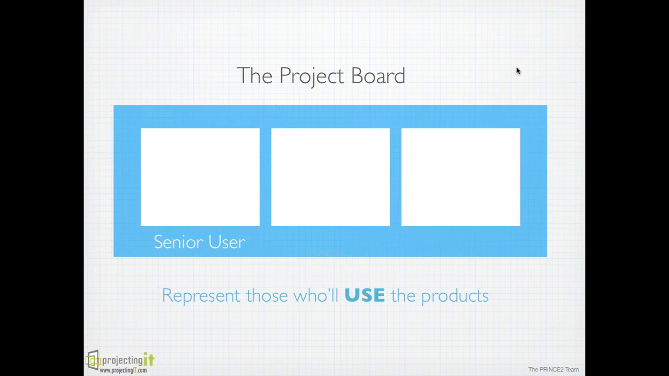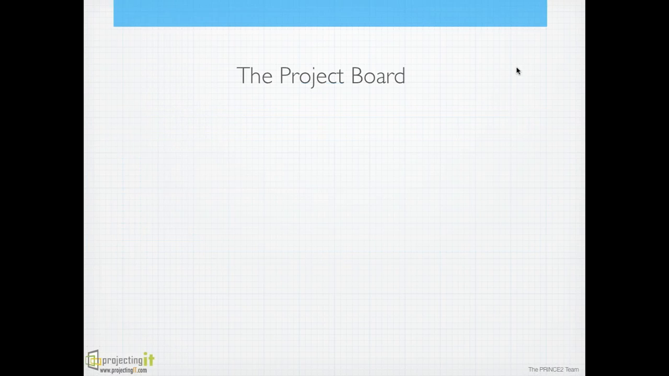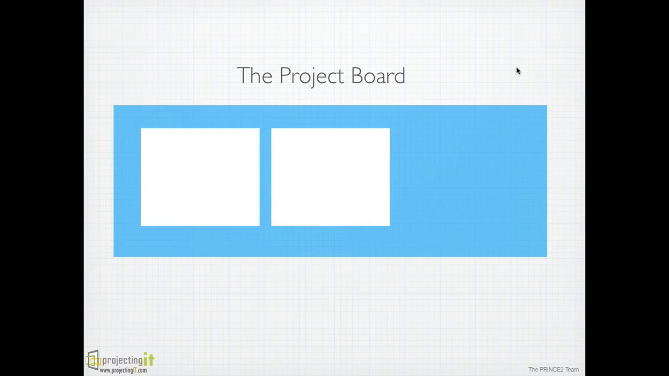Senior user. Now, the senior user is the one who will basically provide you with the project requirements and also use your products when they are delivered at the end of the project. The senior user represents the users of your project. Senior supplier, they provide you with the solution that will be delivered by the project.